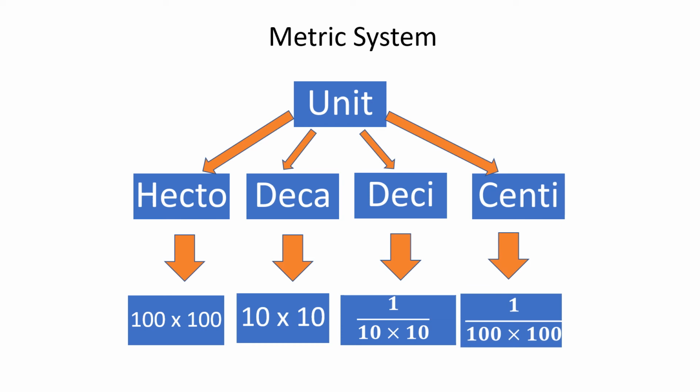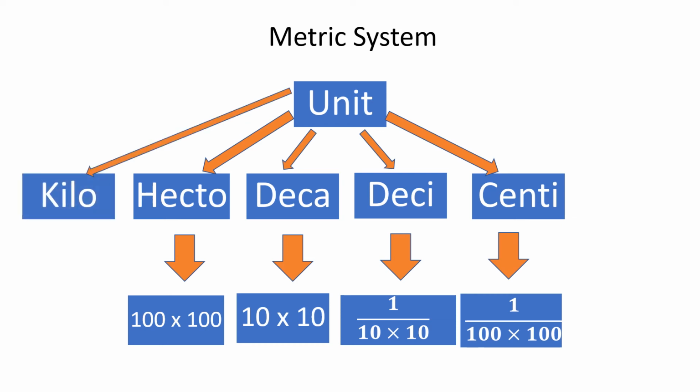Okay, for centimeters, you're going to divide your unit by 100 times 100. That means 1 by 100 times 100 square meters is actually 1 square centimeter. That means 1 square meter equals 10,000 square centimeters. Okay, now for kilometers, you're going to multiply the unit by 1000 times 1000, because this is not a unit of length but a unit of squares, right?